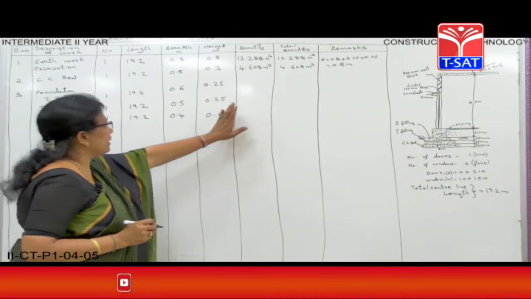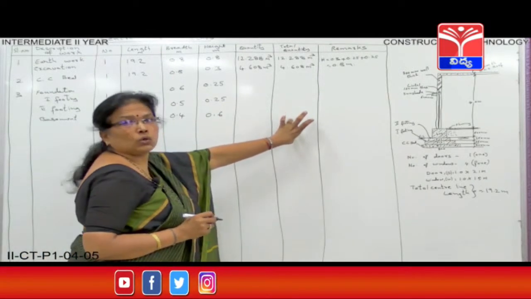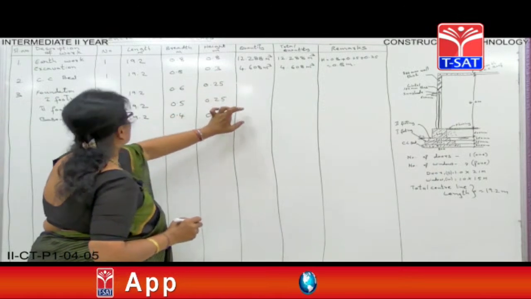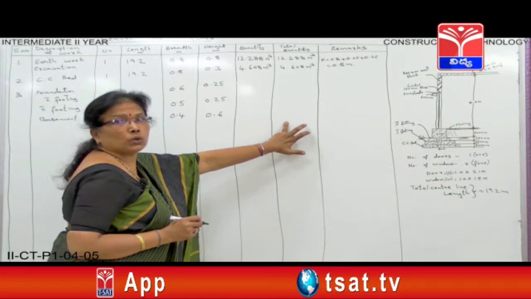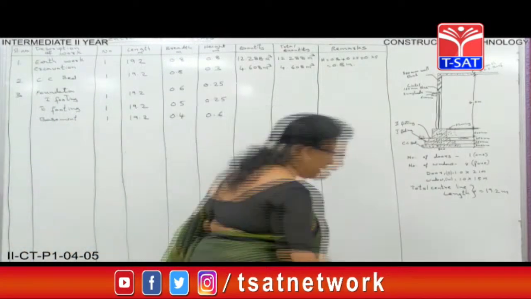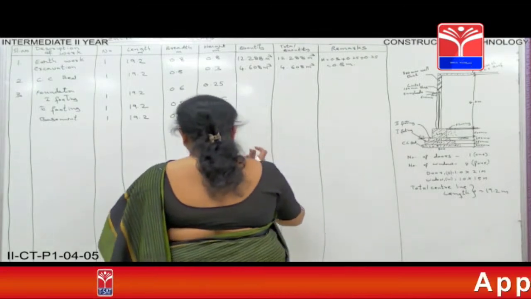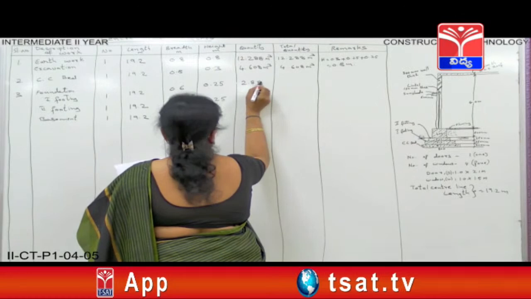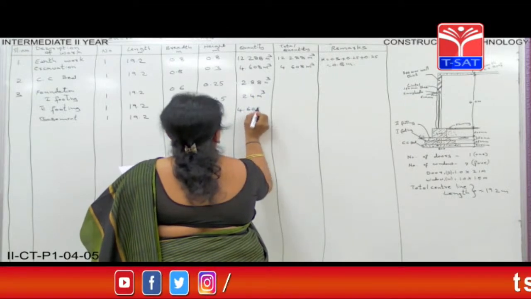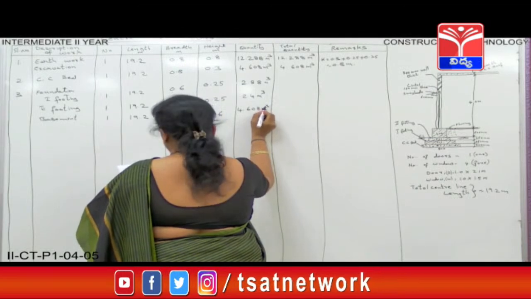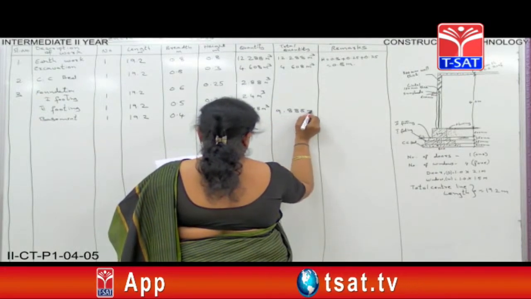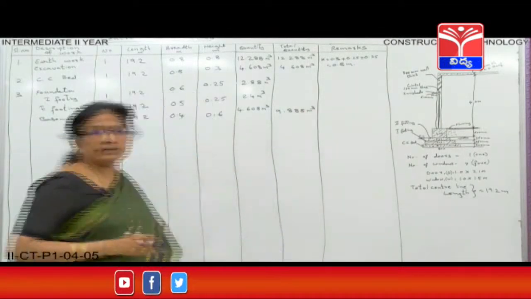Now you need to calculate the quantities and add and write in the total quantity. First calculate everything individually, first footing, second footing, third footing, and then write down the total quantity. Already I have calculated. You can use calculator. In exam, calculators are allowed, so I'll write the values here. For first footing, it is 2.88 cubic meter, 2.4 cubic meter, 4.608 cubic meter, and the total is 9.888 cubic meter. Is it clear?